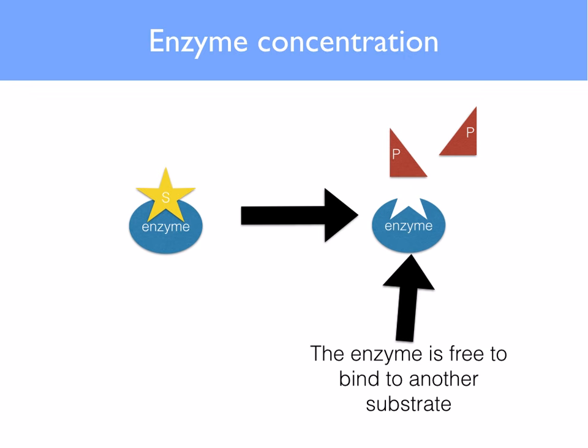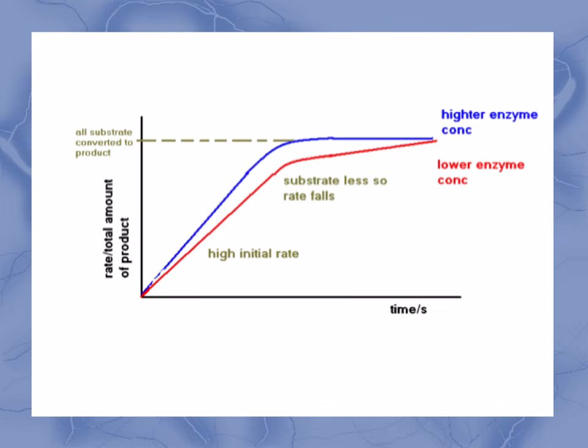So you can see this enzyme is now free to bind to another substrate. So let's have a look at this graph. You've got the rate, or the total amount of product being formed, versus time. So this graph shows the difference between the reaction when there's a high concentration of enzyme, which is represented by the blue line, versus a low concentration of enzyme represented by the red line.